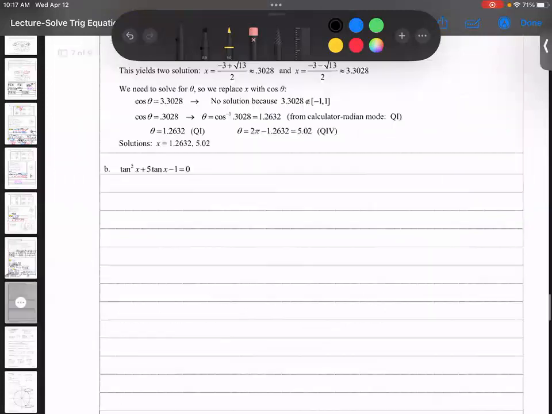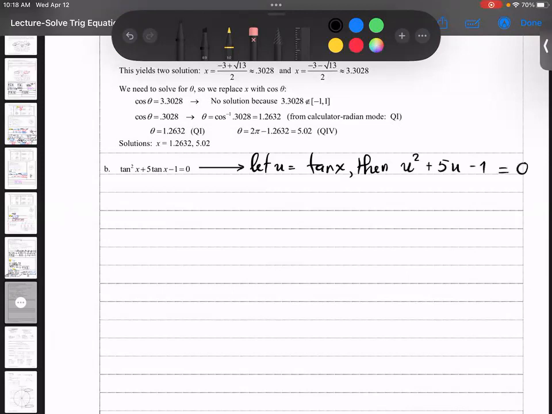All right, part B. I'm going to walk you through the first one, and then the second one is for you to try. What does this problem remind you of? Quadratic again, right? If you are good, you can just factor right away, good for you. But for most of us, let u equal tangent x. Then if I rewrite that equation, it's u squared plus 5u minus 1 equals 0. It's not factorable, there's no number that multiplies to negative 1 and adds to 5, so you have to use the quadratic formula.